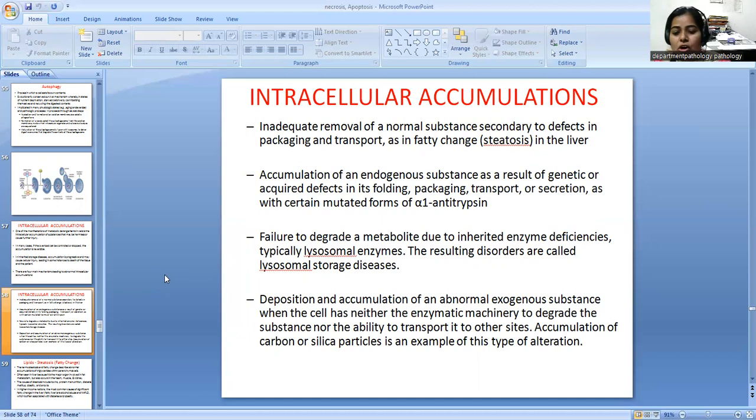Deposition and accumulation of an abnormal exogenous substance when the cell has neither the enzymatic machinery to degrade the substance nor the ability to transport it to other sites. Accumulation of carbon or silica particles is an example of this type of alteration.